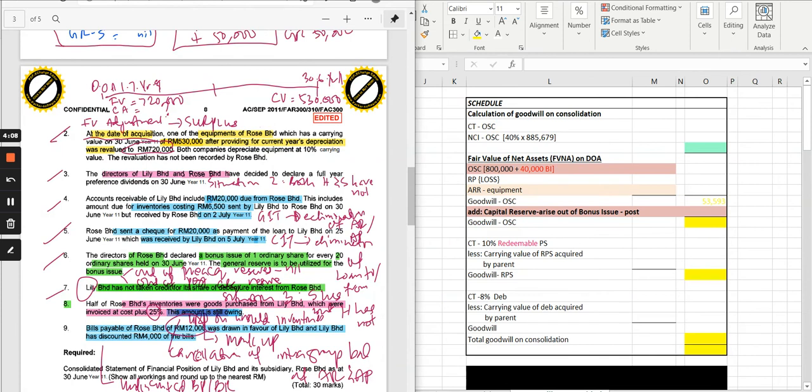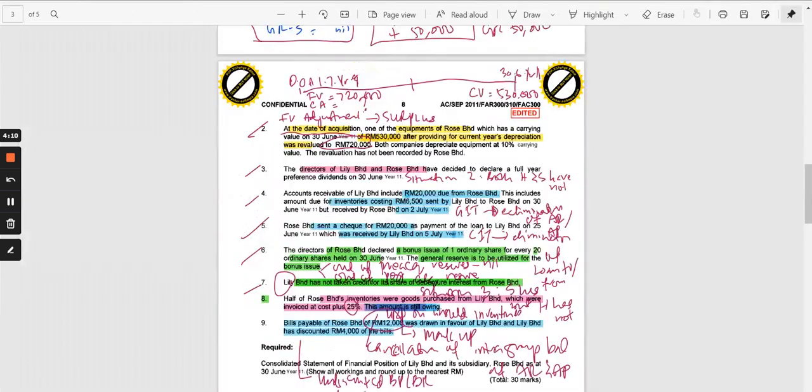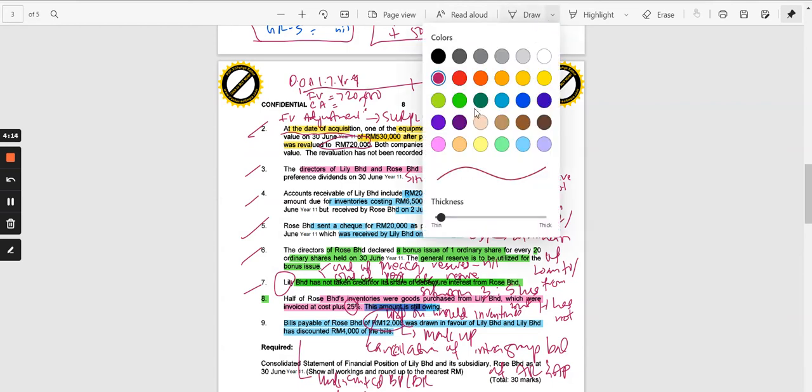let me just open this up for a while because I need the pen. I'm going to use a different color. I'm going to use purple, right? This is purple. Okay, again, close it back.